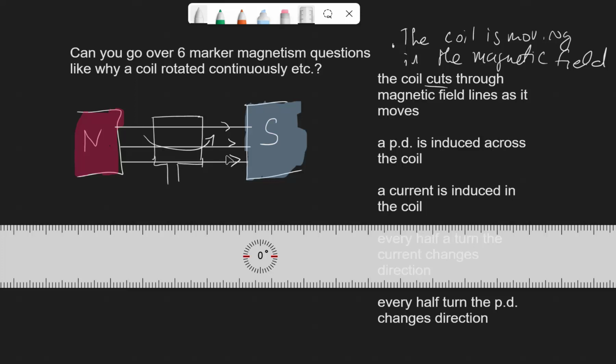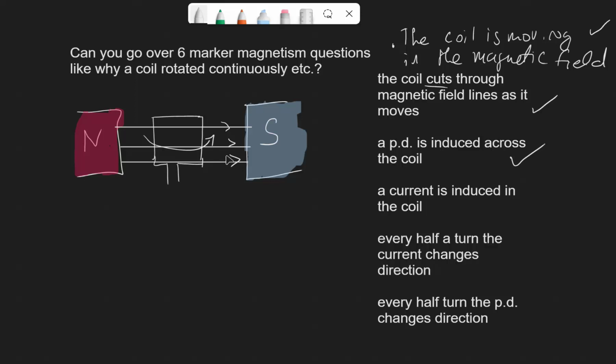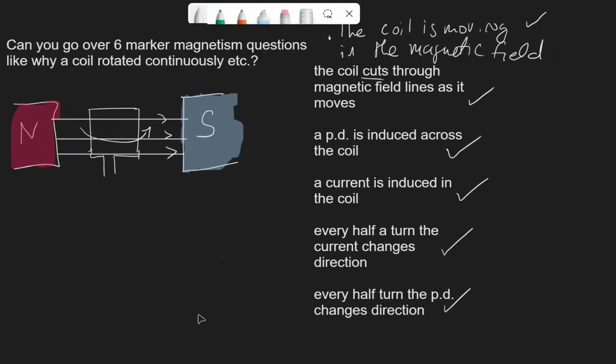Now, every time you have a moving wire in a magnetic field, what you're going to get is that a PD is induced across the coil due to something known as Faraday's law. Now, if a PD is induced, then also a current will be induced. And something really important: every half a turn, the current will change direction as the coil is changing direction. And every half a turn, the PD will also be changing direction.